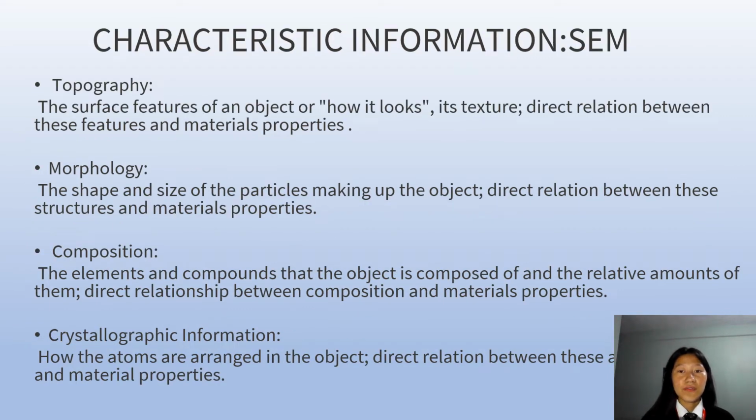Some of the characteristic information from SEM are: topography, the surface features of an object or how it looks, its texture, with a direct relation between these features and material properties; morphology, the shape and size of the particles making up the object, with a direct relation between these structures and material properties; composition, the elements and compounds that the object is composed of and the relative amount of them, with a direct relationship between composition and material properties; and crystallographic information, how the atoms are arranged in an object, with a direct relation between this arrangement and material properties.